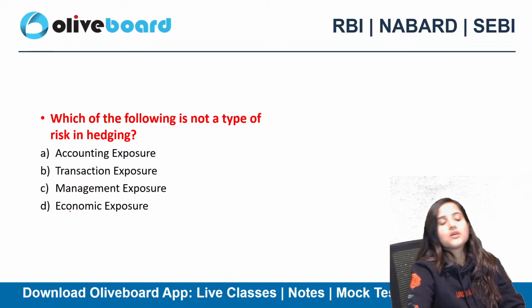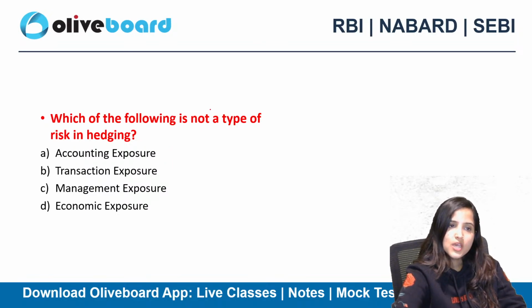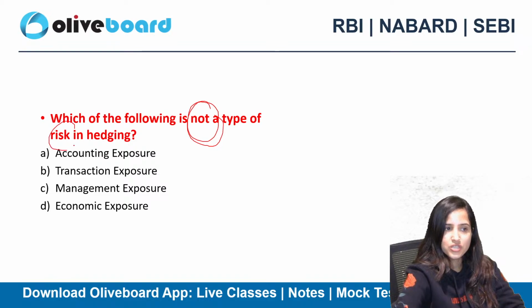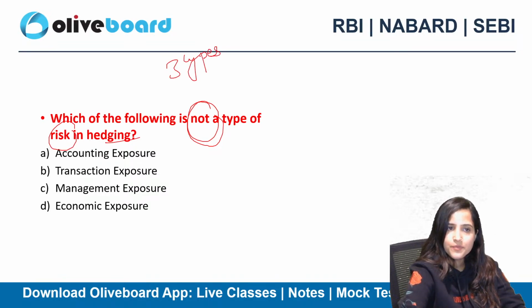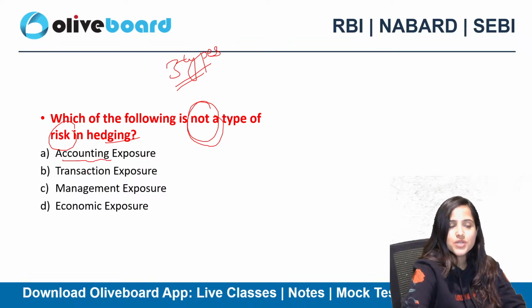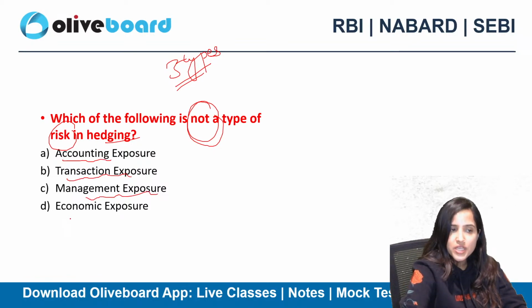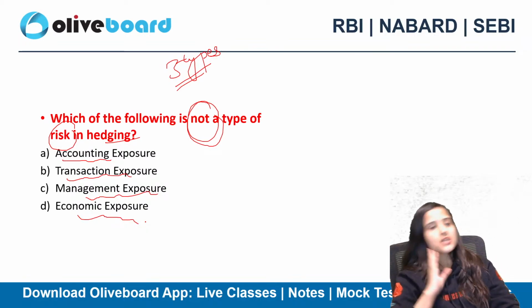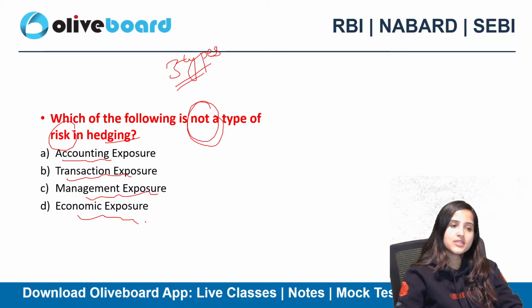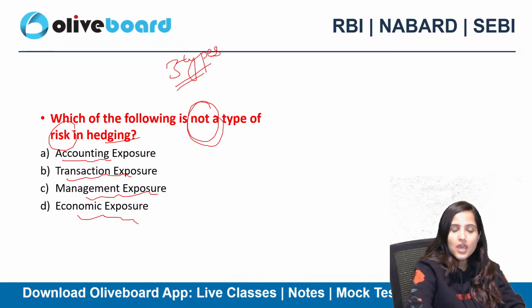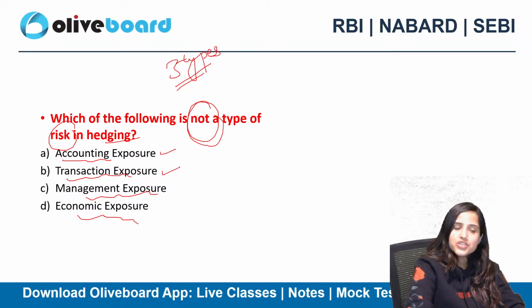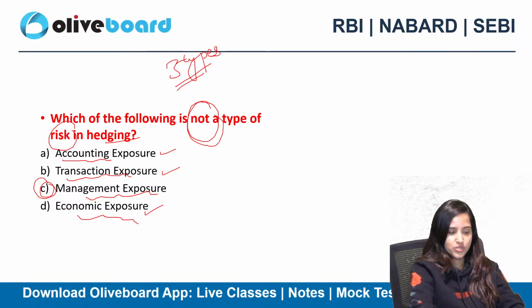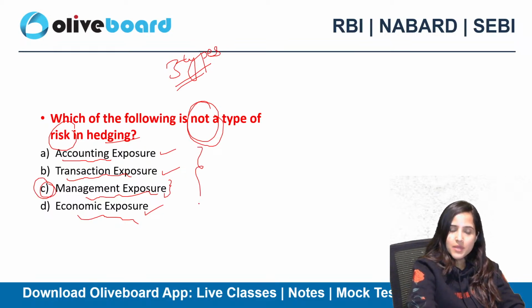All right. Next question is which of the following is not a type of risk in hedging? तो हमने hedging में 3 types of risk पढ़े थे. उसमें से ये कौन सा नहीं है? Accounting exposure, transaction exposure, management exposure या फिर economic exposure. So what is the answer to this question? कौन सा इनमें से risk का exposure का type नहीं है? तो we have done accounting exposure, हमने transaction exposure भी पढ़ा है, हमने economic exposure भी पढ़ा है. So the answer is management exposure. ठीक है? So ये हमने नहीं पढ़ा, बाकी 3 हमने पढ़े हैं. ठीक है? Clear है?